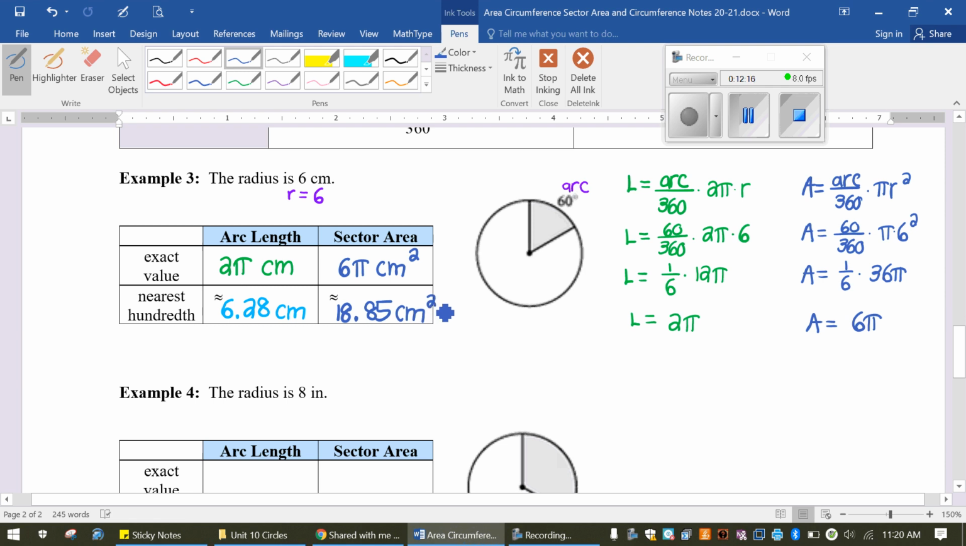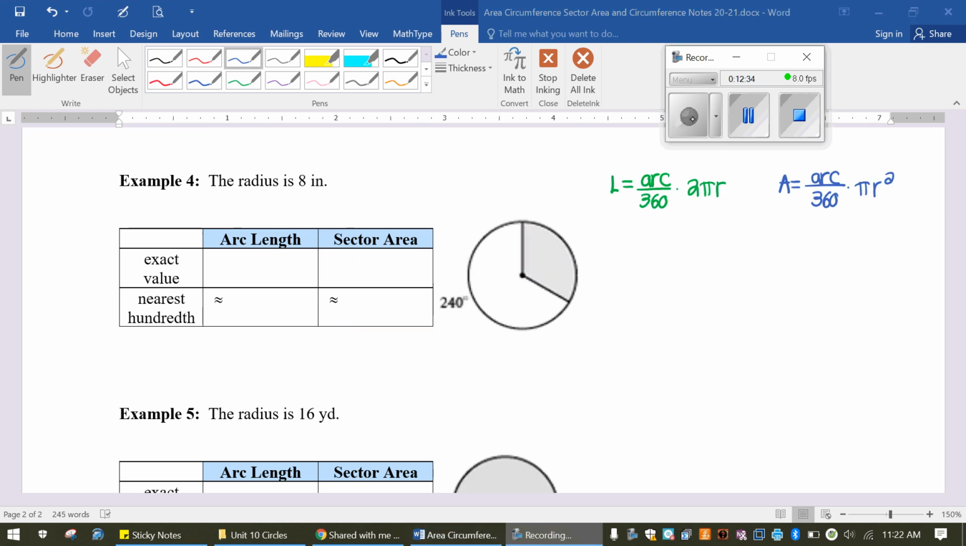I want you to pause the video right now, and I want you to try and do that exact same thing for example number 4. When you unpause the video, I'll have all the work there for you to check. So pause your video and work through all of example number 4 on your own.